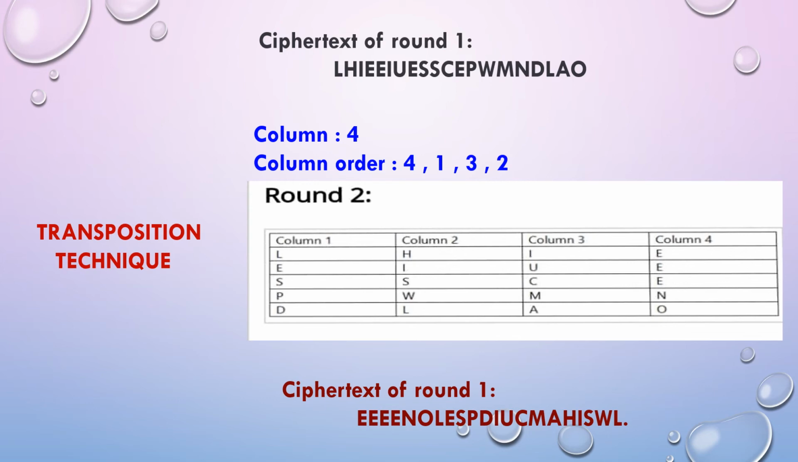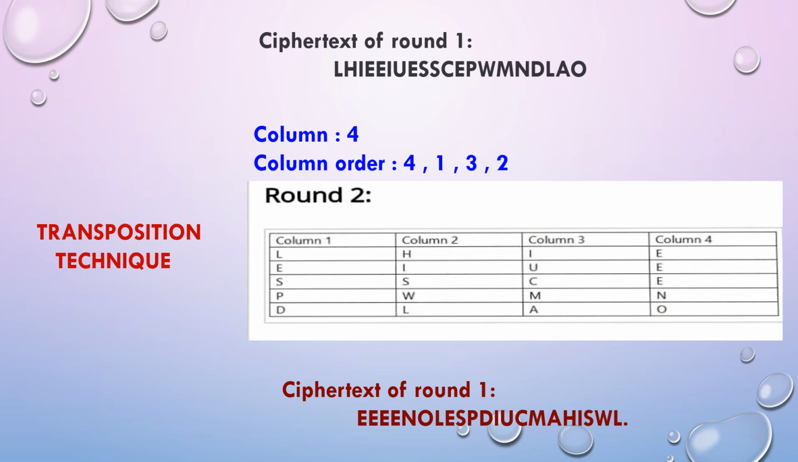Read the message in a column manner, that is column by column. Step number 3. The resultant message is ciphertext. Here, let us assume that the plain text to be taken is LHIEESSCEPWMNDLAO. So this is the output of the first round. We have to take the output of the first round as the input of the second round.